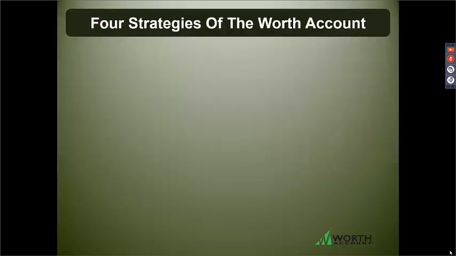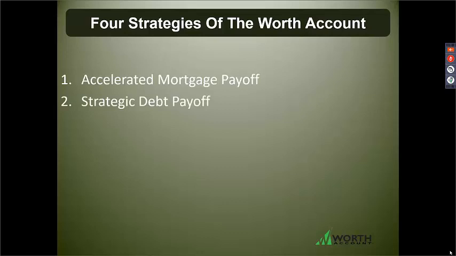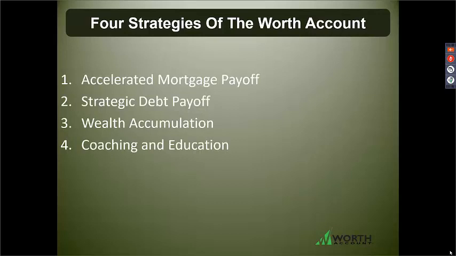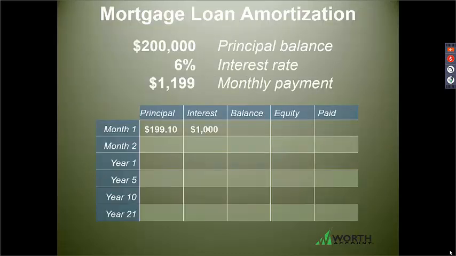So real quick, let's just jump into this. We've got 4 strategies with the Worth account. First is accelerated mortgage payoff, strategic debt payoff, wealth accumulation, coaching and education. We're going to go through these one by one up until the wealth accumulation. We're not going to cover all of wealth accumulation tonight, but we're going to cover just a brief taste of it.